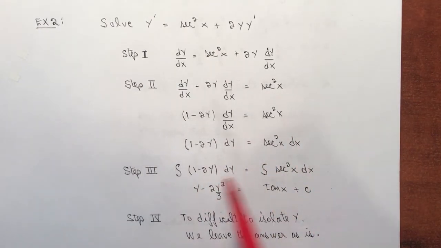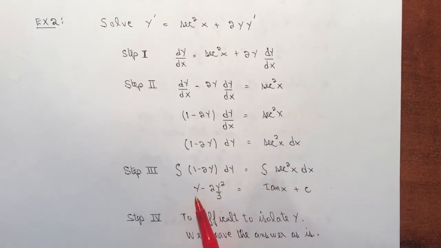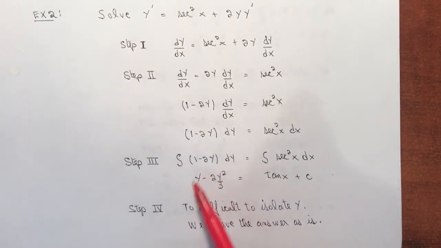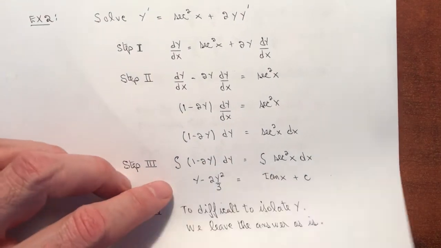Integrating both sides, the integral of 1 dy is y, and the integral of 2y is 2y squared over 3, while on the other side, the integral of secant squared x is tan x plus c. Now here, as you can probably see, it's going to be pretty difficult to isolate the y from that. So we're going to leave the equation in step 3 as our final solution to this equation.